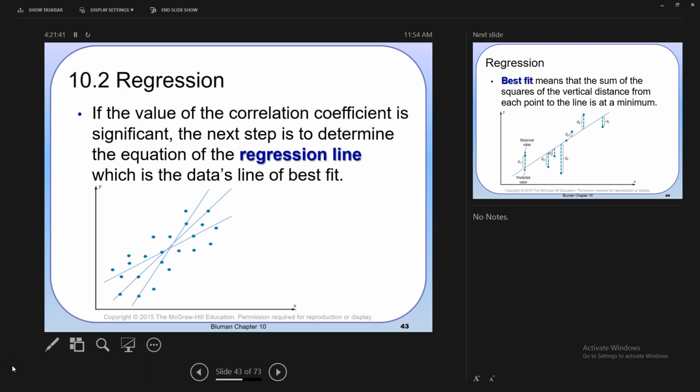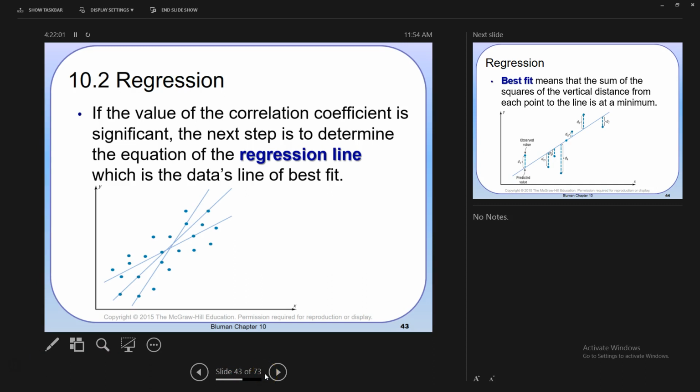So now to the regression line. If the value of a correlation coefficient is significant, if you get a good correlation coefficient, an r that's close to 1 or -1, then the next step that researchers will typically do is determine what's called the regression line. It's also known as the line of best fit.